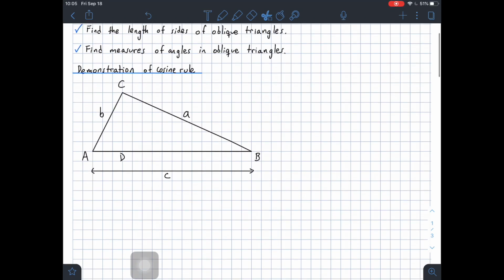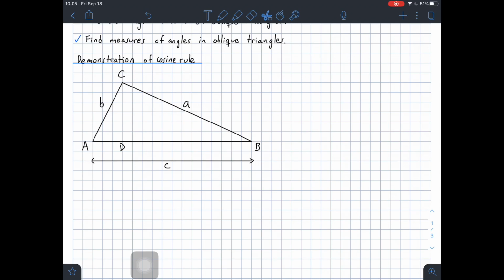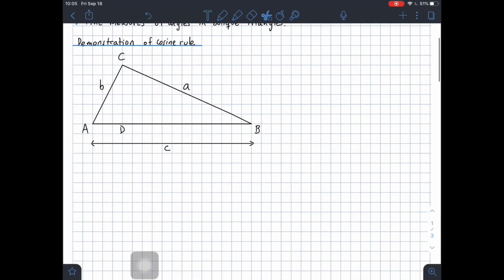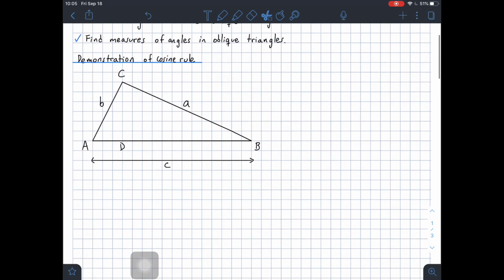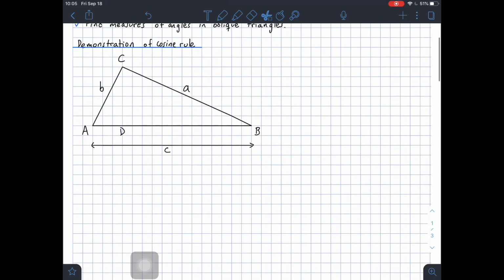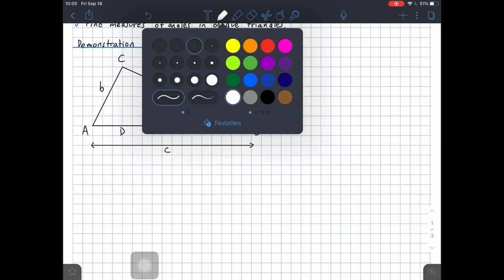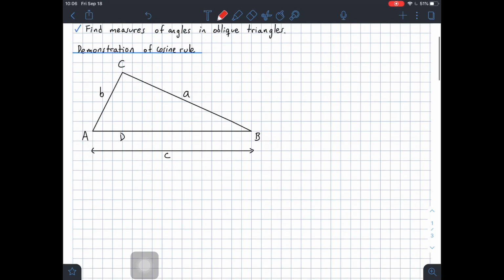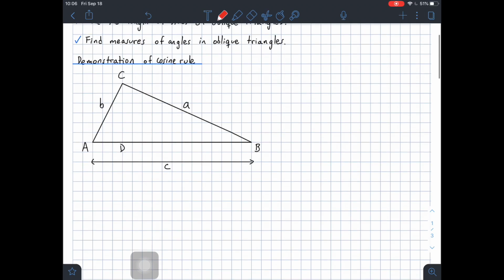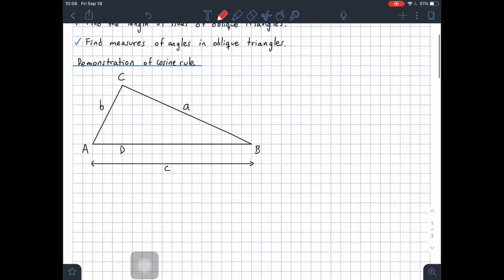So we're going to start by doing a demonstration of where this famous cosine rule comes from, just for you to understand that it's not a formula that you need to memorize, but rather you can analyze it by looking at any type of triangle. So as always, we have here a scalene triangle, right? This is not a right angle triangle. This is not an isosceles triangle. This is not an equilateral triangle. It's a random triangle from which we can make this demonstration, okay?